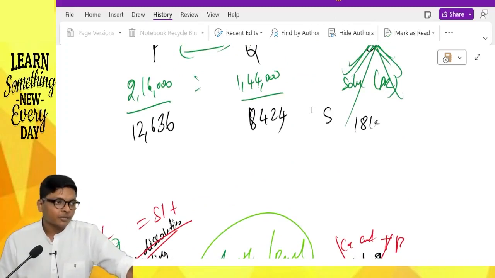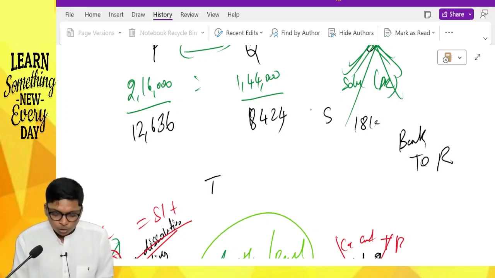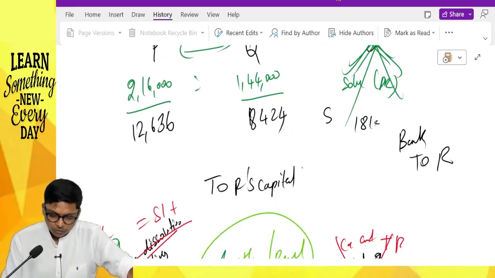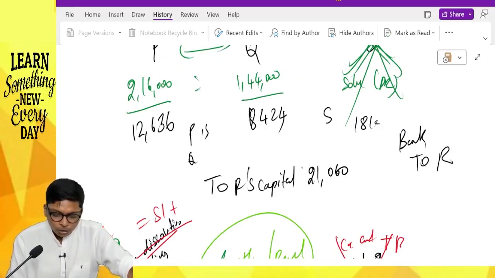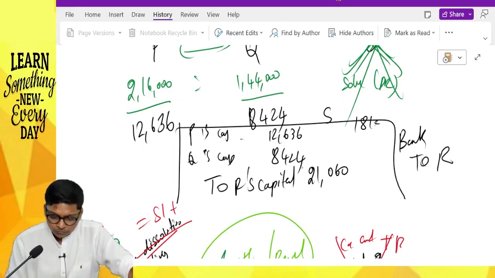So R is not able to bring money. Normally R will pass an entry for bringing money, bank account debit to R. He is not able to pass that. So R's capital, how much? 21,060. This loss is shared by P and Q. P's capital 12,636, Q's capital 8,424.